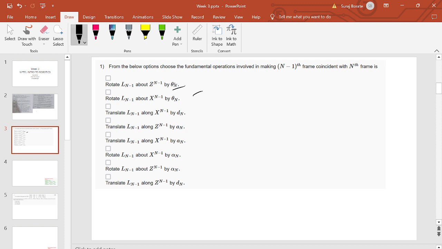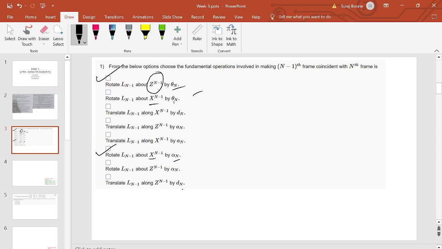Okay, so theta n is there, and it is rotated about the z axis. So it's fine, it's correct. Theta n rotated about the x axis? No, theta n is not the rotation about the x axis, right? Theta n is about the z axis. So that is right. So alpha should be about the x axis. So this is the right option.